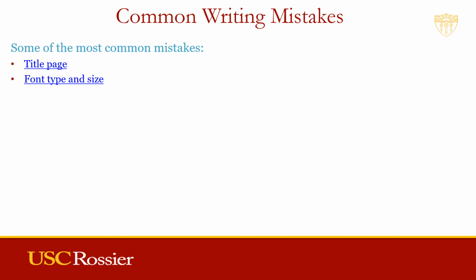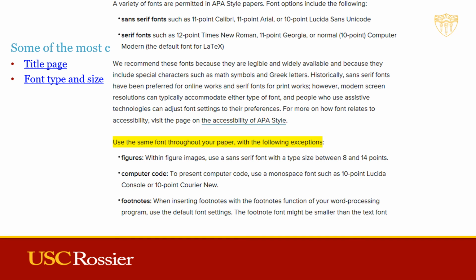When it comes to font type and size, I will sometimes hear from people thinking APA 7 allows for a variety of font types and sizes, which is somewhat correct. But then I'll see a paper that literally and improperly contains a variety of different fonts and sizes throughout it. APA 7 makes very clear that you need to use the same font and size throughout your paper, with the exception only for figures, computer code, and footnotes. Furthermore, Rossier faculty governance, for the sake of consistency, decided that Times New Roman size 12 should be the font for students to use in their dissertation.